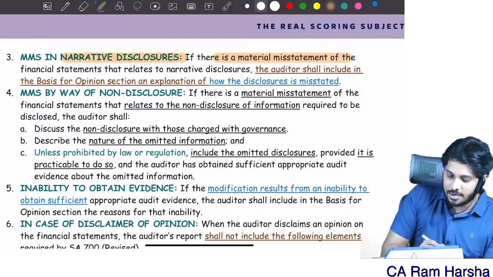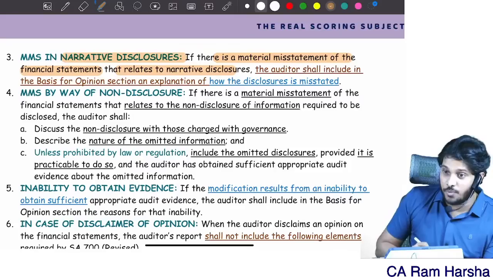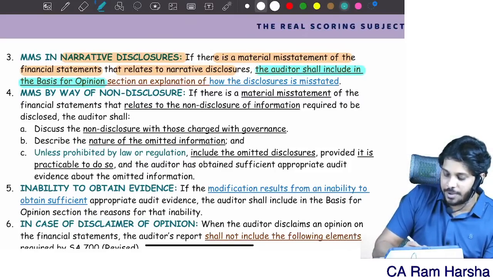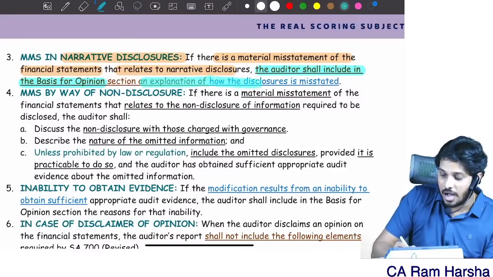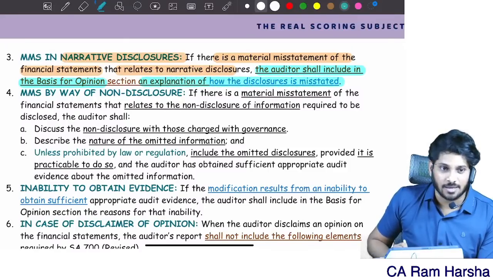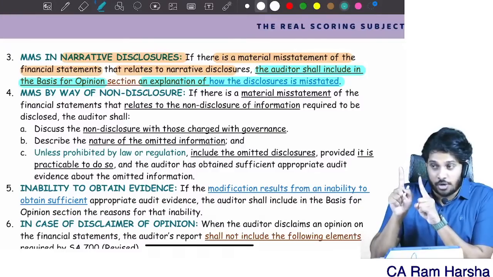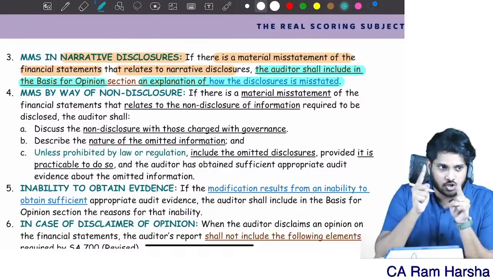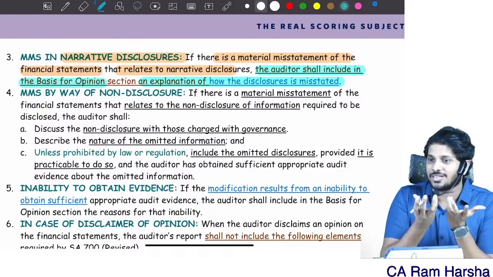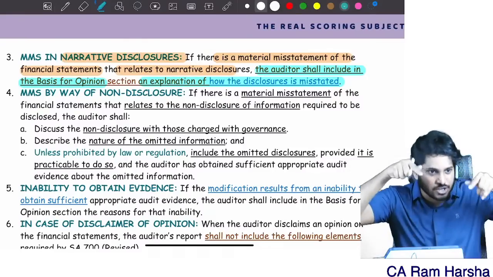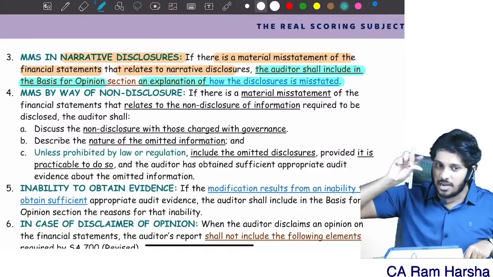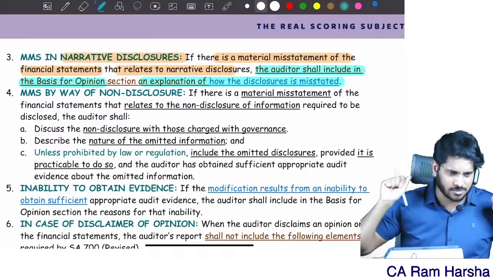If there is a material misstatement in financials that relates to narrative disclosure, the auditor shall include in the basis for opinion an explanation of how the disclosure is misstated. That is, in so and so note number, so and so point is disclosed like this, but that is not correct. The right disclosure is this. Like that you will mention. You will disclose that sentence in your audit report. Under which section? Basis for qualified opinion or adverse opinion, whatever it is.